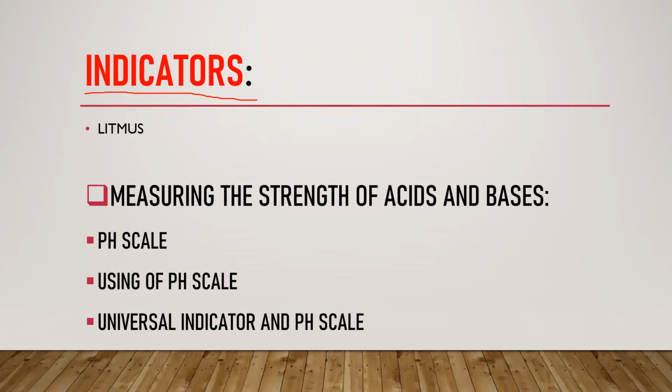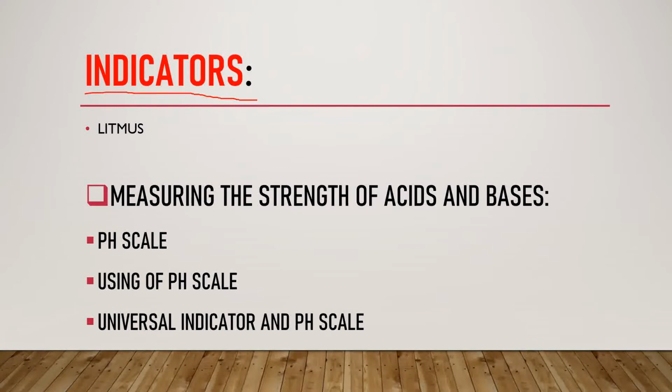For example, litmus. Litmus is an extract of lichens, which are living organisms. Turmeric, shoe flower petals, red or purple cabbage, etc., are also natural indicators. Synthetic or artificial indicators are made from chemicals and are usually prepared in laboratories. Phenolphthalein, methyl orange, and methyl red are examples of synthetic indicators.